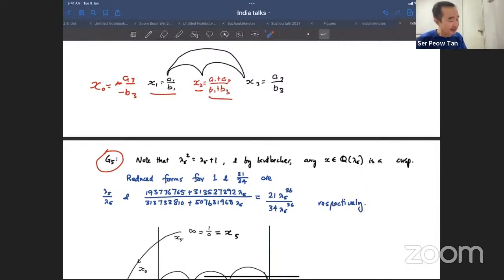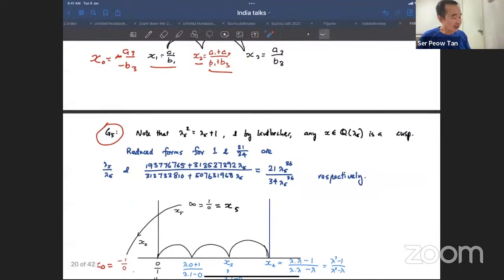So in the case of G5, it's quite workable, because in this case lambda satisfies the quadratic equation lambda squared equals lambda plus 1. And by a result of Leutbecher, any rational number in Q(lambda) is a cusp. So in particular, we can find reduced forms for any rational number. I'm just giving you the answer here. The reduced form for 1 is not too bad. It's actually just equal to lambda over lambda. I remind you that lambda is actually a unit inside Z[lambda].